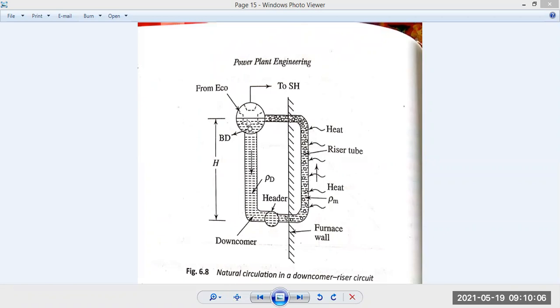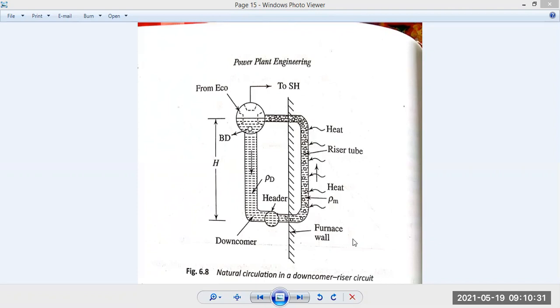A portion of the liquid water stays here and starts the circulation again by coming down, and the vapor is taken from the top of the boiler drum, BD, to the superheater, SH. This is one way of natural circulation.